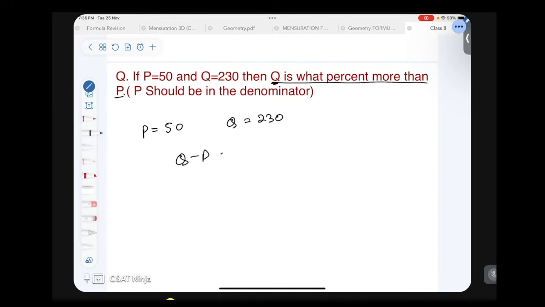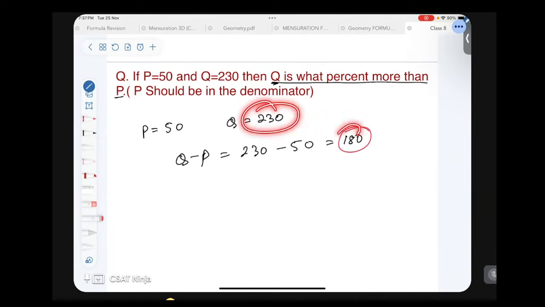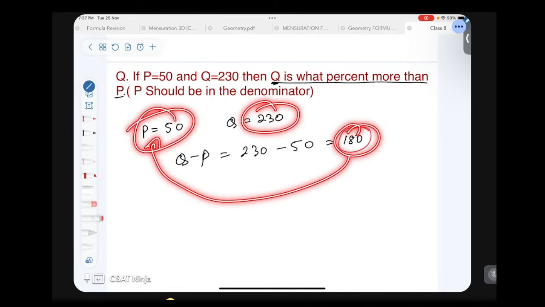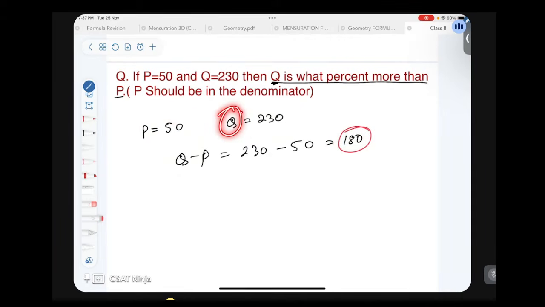Q minus P is 230 minus 50, which is 180. So what I can tell is that Q is 180 more than P. That's what I can say. Next, what is asked? Q is what percent more than P? I've written it here in the bracket to understand better.